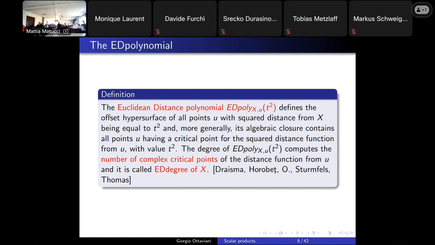Now the degree of this polynomial computes the number of complex critical points and has a name. It's called the Euclidean distance degree. And I want to show and introduce this fact. We studied this in a paper with 5 authors. I am one of the 5, Jan Draisma, Emil Horobeț, Bernd Sturmfels, who was in some sense the boss of the group, and Rekha Thomas.